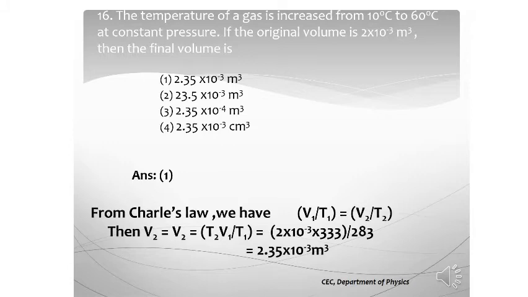We can calculate this using Charles' law and the equation V1 by T1 equal to V2 by T2. In this problem, except V2, the other parameters are given, that is T1, T2 and V1. Substituting the values and calculating, we get 2.35 × 10^-3 meter cube.